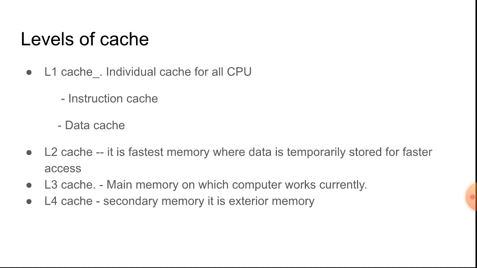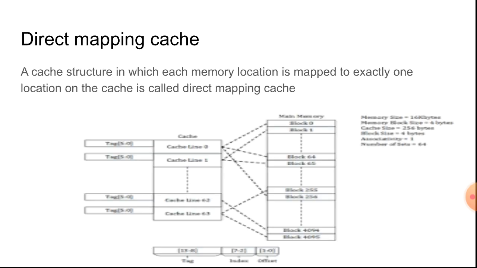L2 cache is a fast memory where the data is temporarily stored for faster access. L3 cache is the main memory on which the computer works currently. L4 cache is a secondary memory. It is an exterior memory.